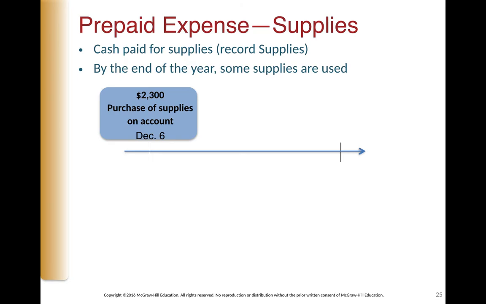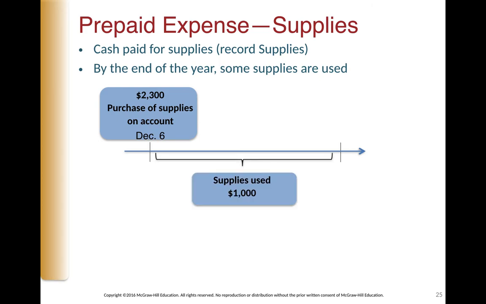We'll do this last one, then we'll call that a good start. Prepaid expense, supplies, cash paid for supplies. We recorded that. By the end of the year, some supplies are used. We re-inventory those supplies and figure out of the total $2,300 in supplies that we originally bought, we have $1,300 remaining, which means we used a value of $1,000 to conduct our business.